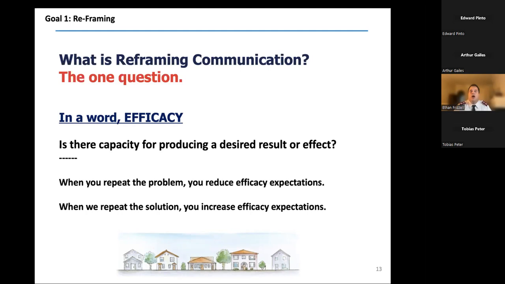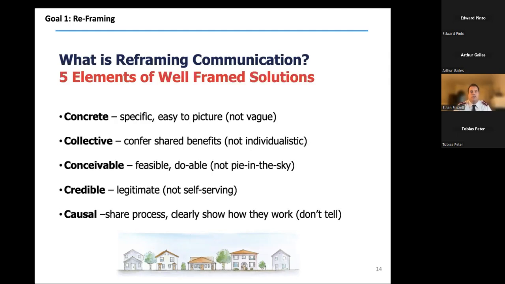When you repeat the problem, you reduce efficacy expectations. But when we repeat the solution, you increase efficacy expectations. Meaning when we talk about good neighbors, using light touch density to create housing options, reducing housing pressure, we have fewer neighbors displaced from housing. By stating that over and over in communities, we see that communities believe that they can achieve their goal, and we see faster results.